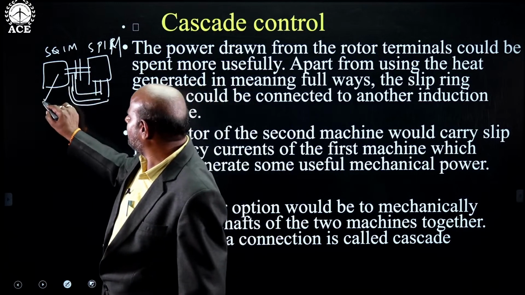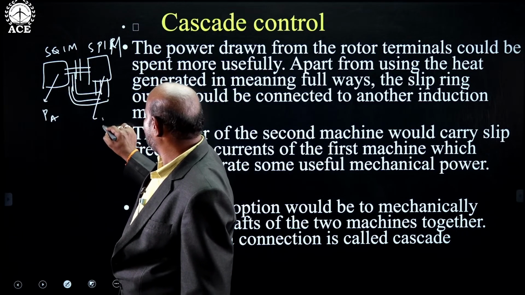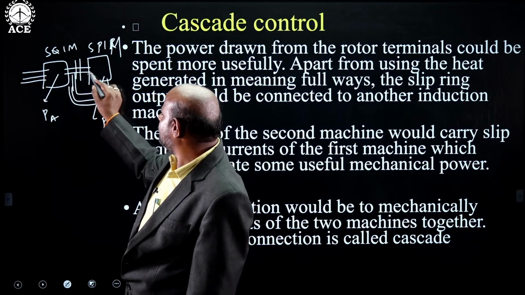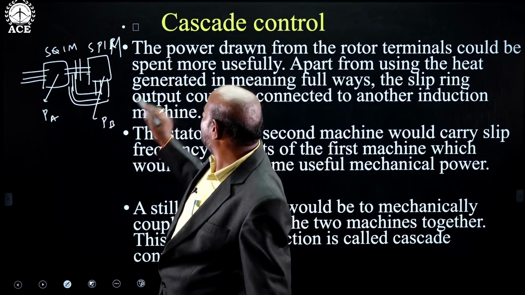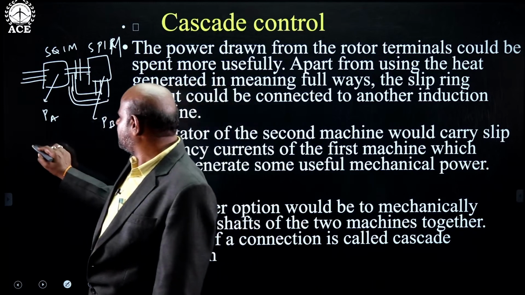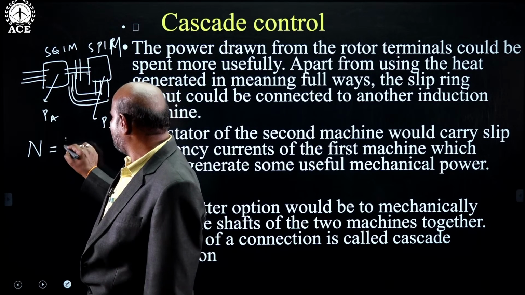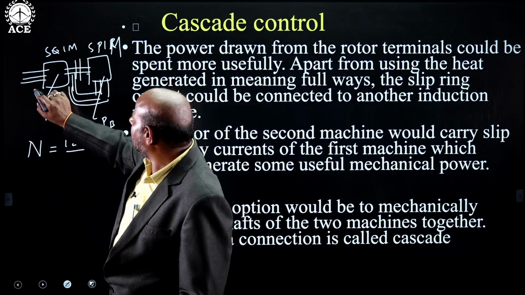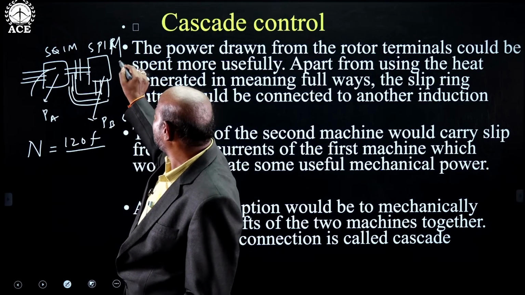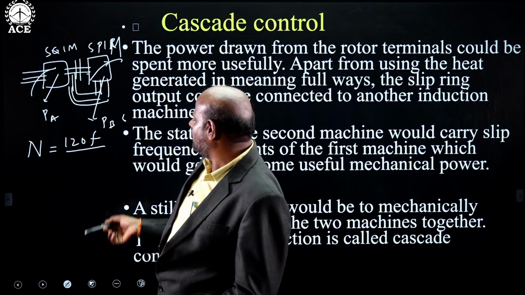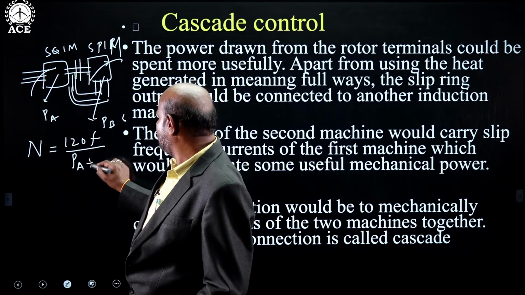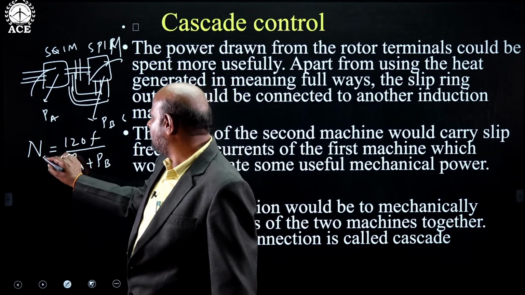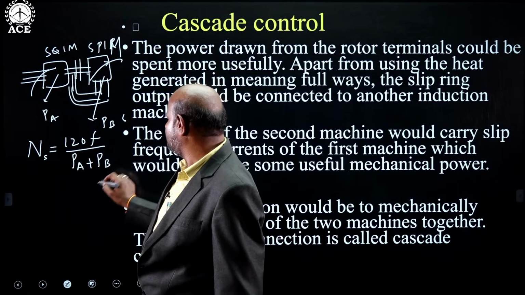Now, let us assume the number of poles here is PA, the number of poles there is PB, and we are giving input supply here, and these two rotors are coupled here. Then what is the net speed of the machine? The net speed is given by 120 F by, if the rotating flux in the stator in both the cases are in the same direction, then it is called cumulative way of connection. Then in that case, the speed will be 120 F by PA plus PB.